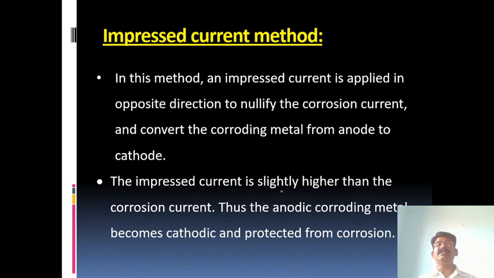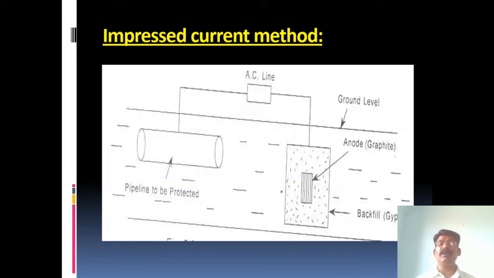And now the second one is the impressed current method. Impressed current means we have to apply an external current. The impressed current means AC current or battery current, that is, a current opposite to the corrosion current. So for example, you have to take this one.